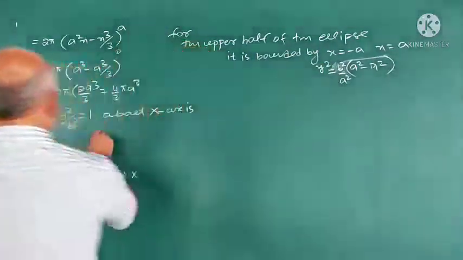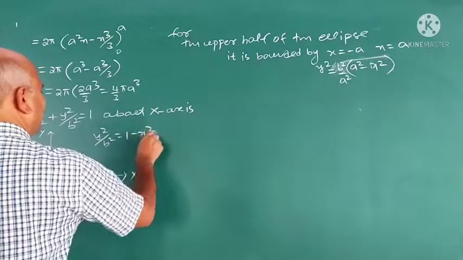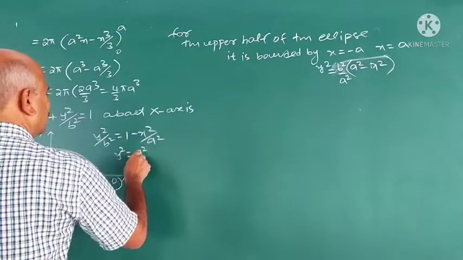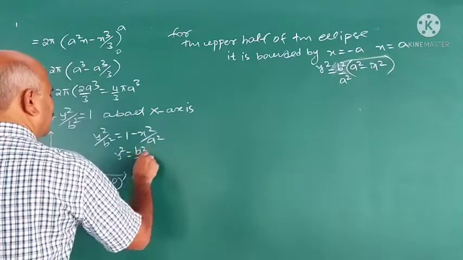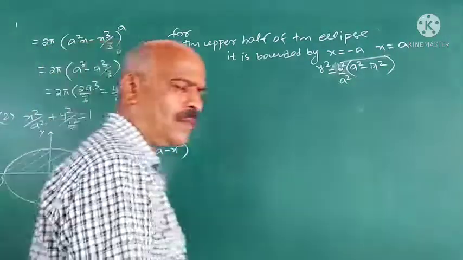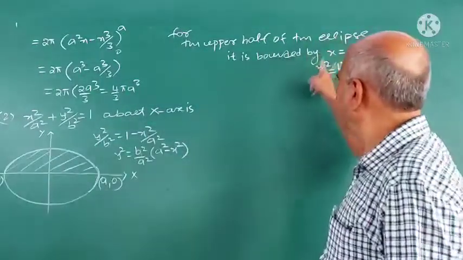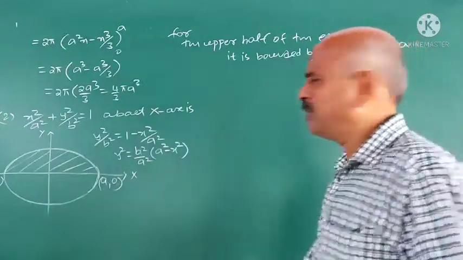Because here, solve this. y square by b square is 1 minus x square by a square. So y square is b square upon a square into a square minus x square. See, for the upper half of the curve, x varies from minus a to a, and the equation of the curve is y square is b square by a square into a square minus x square.